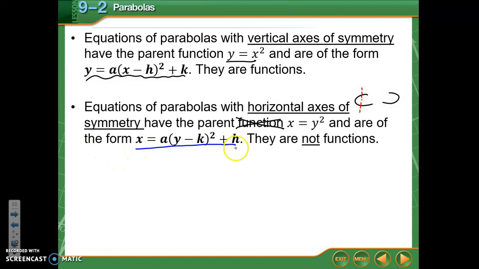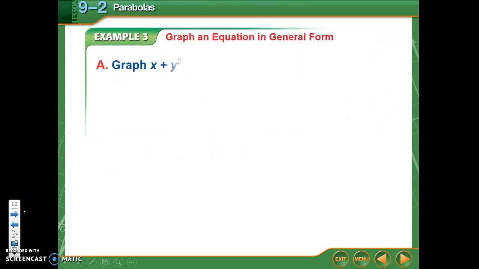And they look like this. I still have h and k, but notice that h and k are in different spots. The k, which is the y value of the vertex, is with the y, and the h, which is the x value, is added out here. So those get flip-flopped because x and y get flip-flopped. Okay, so we're going to take a look at this example and see how far we can get.